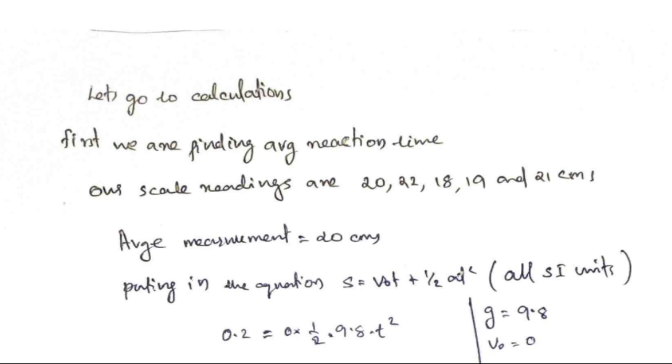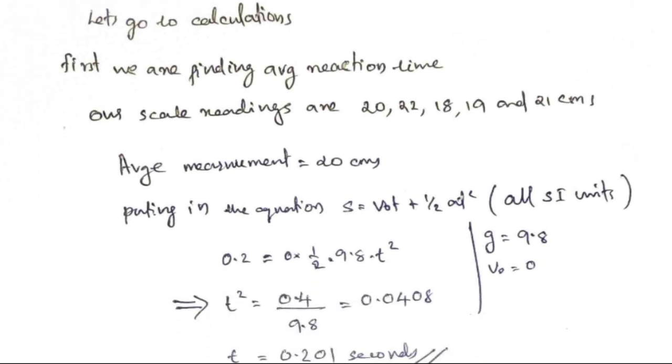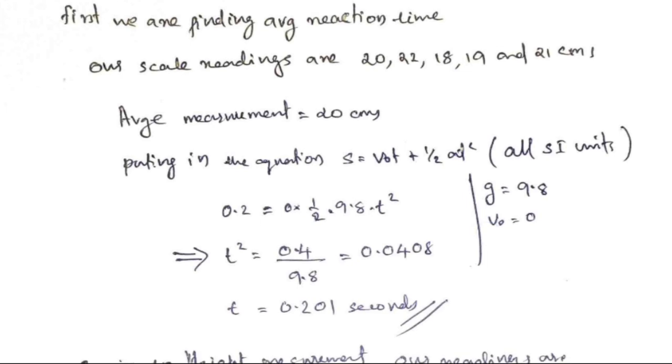Okay, so put it in the equation. S is equal to V0 t plus half a t square, and all the things are given in SI units. G is equal to 9.8 and V0 is equal to 0. Putting in the equation, we will have t is equal to nearly 0.201 seconds. That is about 200 milliseconds. It's actually given data, but we just verified the data. So we verified the average reaction time is 200 milliseconds.